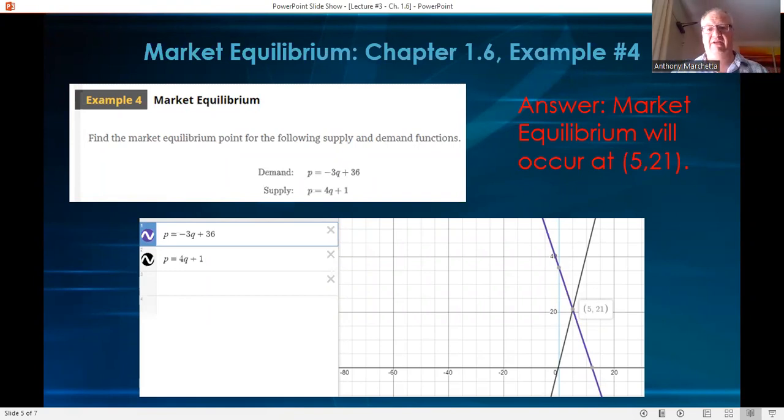Some students argue that the X is alphabetically first, so it's the independent variable. The Y is after it, so it's the dependent variable. Here in the world of P and Q, Q is actually the independent variable. As you can see, P is the dependent variable, and that's not alphabetical. So don't let that throw you off.